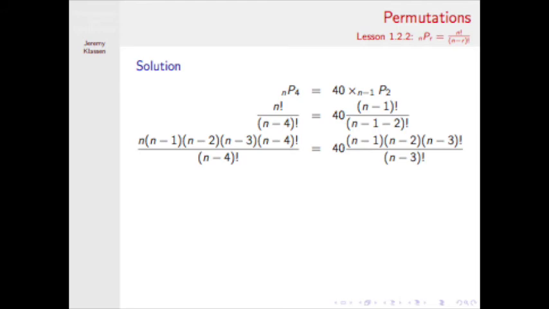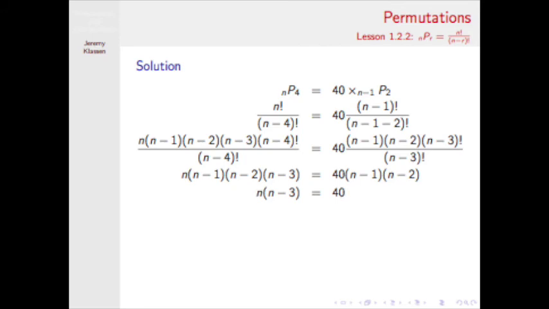Now, on both sides, what we do is we look for the larger factorial, and that's the one that we're going to expand. So on the left-hand side, it's n, and on the right-hand side, it's going to be n minus 1. And then we start to expand those out until we find the factor in the denominator. Once we find those factors that are shared in the numerator and denominator, we can cancel them on both sides of the equation, and then we're left with n minus 1, n minus 2, n minus 3 equal to 40 times n minus 1, n minus 2.